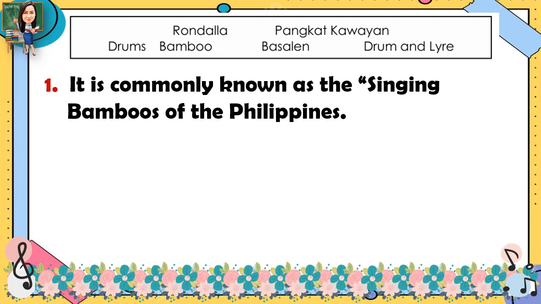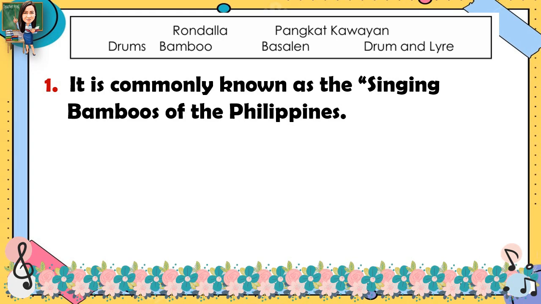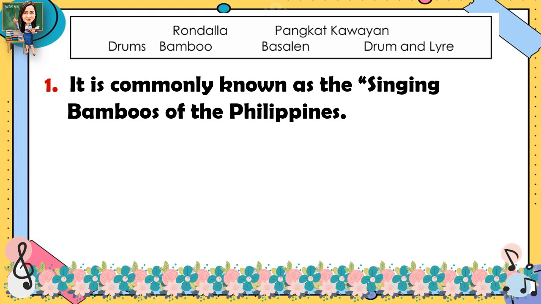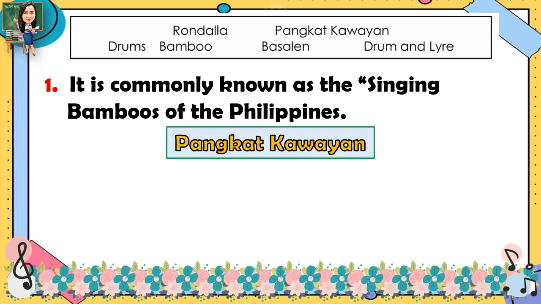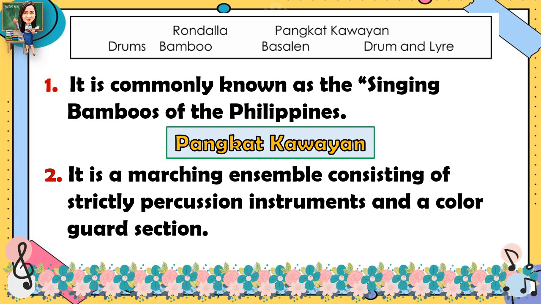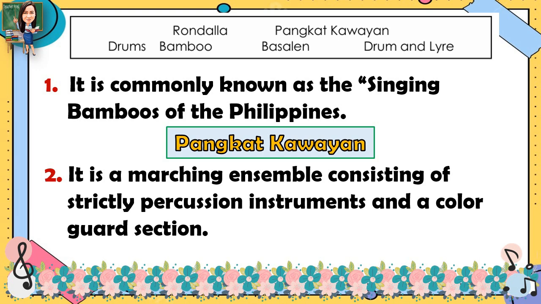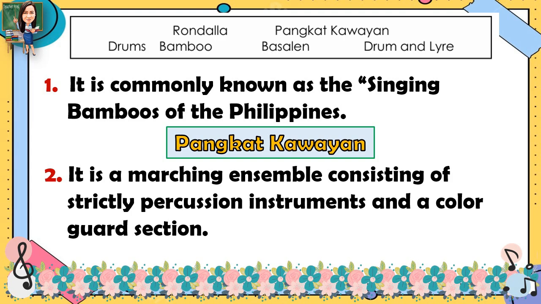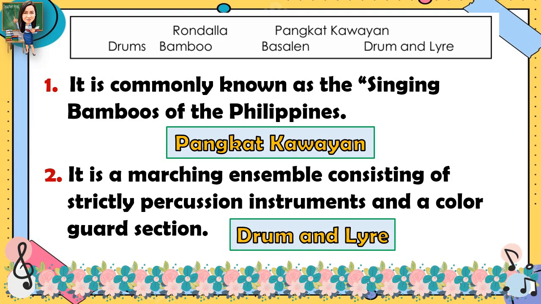Number 1. It is commonly known as the singing bamboos of the Philippines. What is this? Very good. The correct answer is pangkat kawayan. Number 2. It is a marching ensemble consisting of strictly percussion instruments and a color guard section. What is this? Very good. The correct answer is drum and lyre.